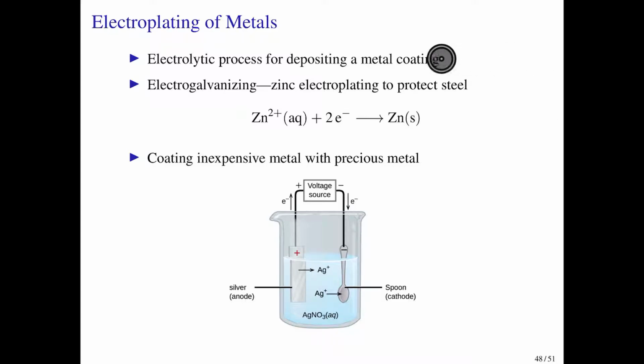So here is the reaction that's going on. You're taking zinc ions from a solution and you are depositing them on an electrode in the form of a solid coating. Here's an example of what it might look like. You've got your anode, the silver in this case. There's a silver nitrate solution. Here is perhaps your cheaper metal, whatever this spoon is made out of, and then you've got an external power source that then drives the silver ions to form silver, to be reduced on the cheaper electrode, the cathode in this case.